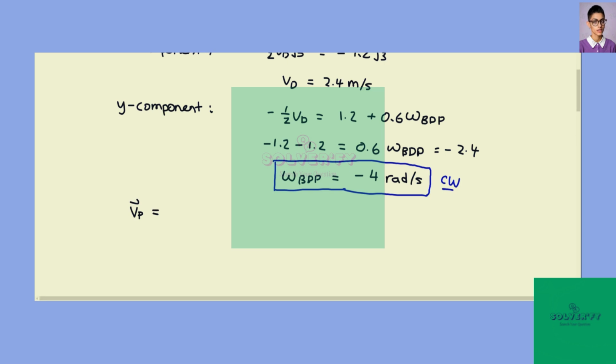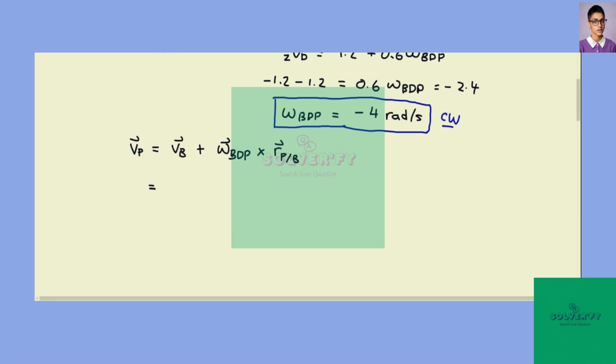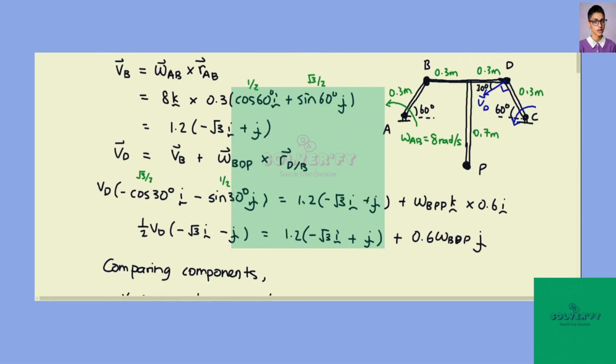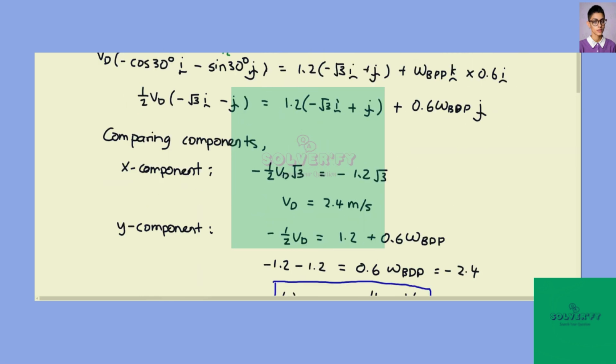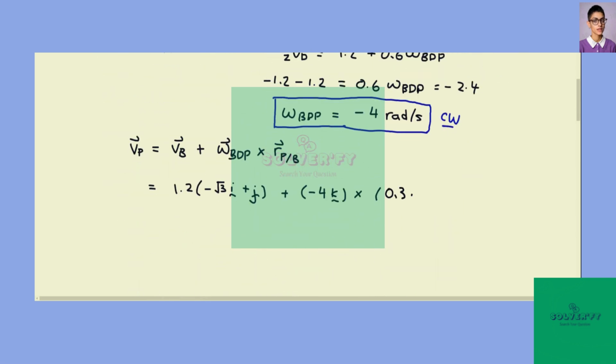VP is equal to VB plus omega BDP cross the position of P relative to B. So this is 1.2 minus root 3 i plus j, and omega is minus 4k cross the position vector of P relative to B. You need to go to the right 0.3 units and go down 0.7 units, so you get 0.3i minus 0.7j.